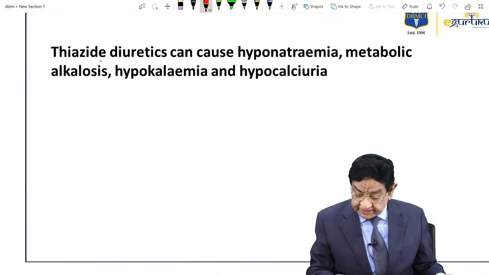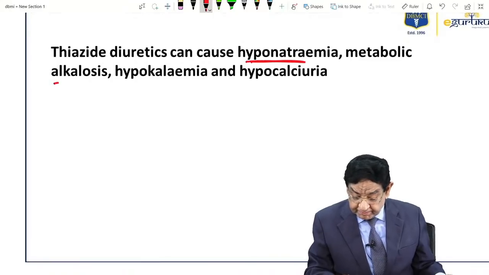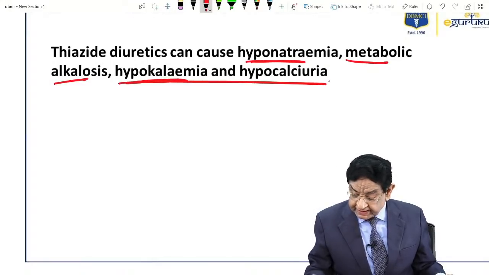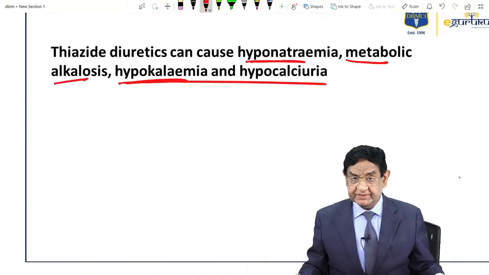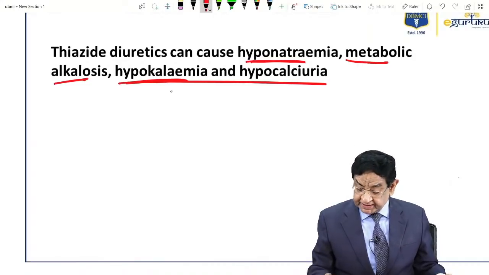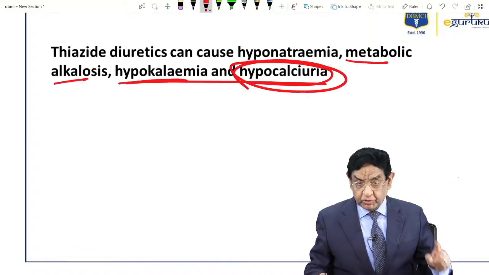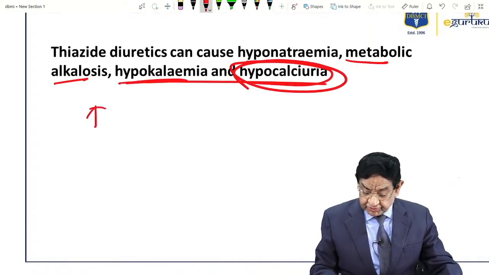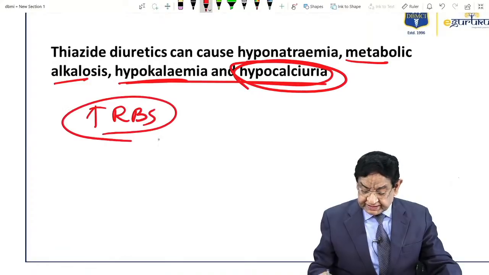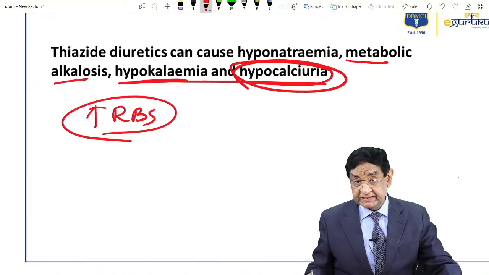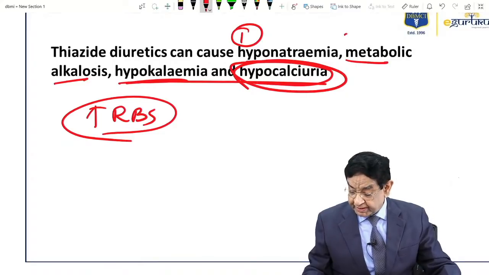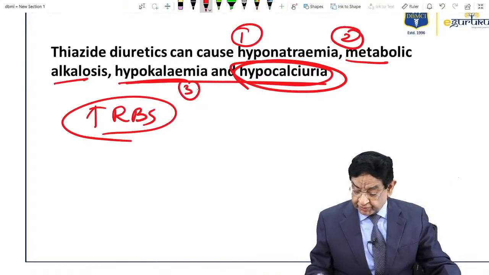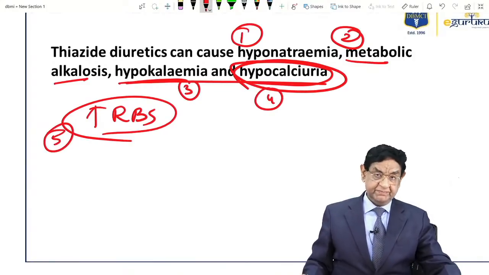So thiazide leads to hyponatremia, metabolic alkalosis, hypokalemia and hypocalciuria. These are the classical findings that we see in diuretics, especially this one. And one more thing that happens with thiazide, they lead to increased blood sugar also. They are an important cause of hyperglycemia also. So friends, you cannot afford to forget hyponatremia, metabolic alkalosis, hypokalemia, hypocalciuria and of course hyperglycemia.